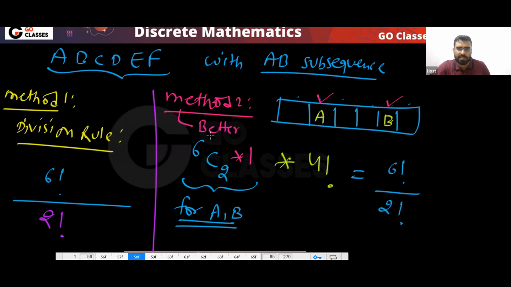Can I say this method is better? This is a very nice method. First you just select 2 positions for A comma B, put them in only one way, and then arrange the remaining people in 4 factorial ways. Very simple, extremely simple. Or what you can do, another method, method number 3.